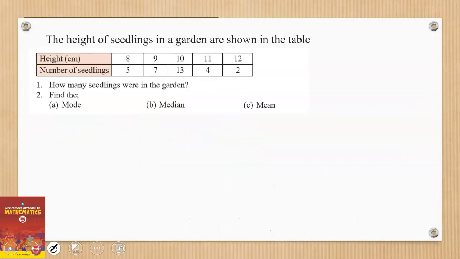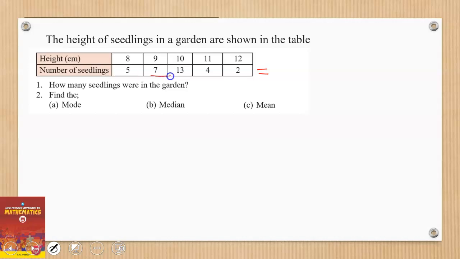So here we have height of seedlings in the garden as shown below. So the height and then the number of seedlings that have the same height. So height of 8, there are 5 of them. Height of 9, there are 7 of them, in that order. We want to know how many seedlings were in the garden. That means we just want to know the total number of frequency.